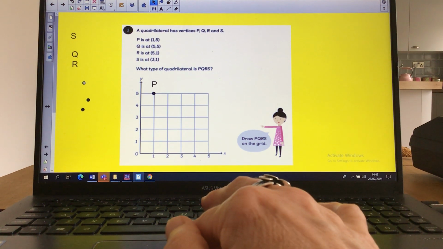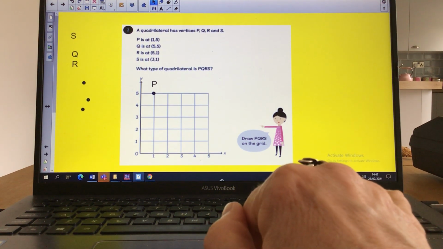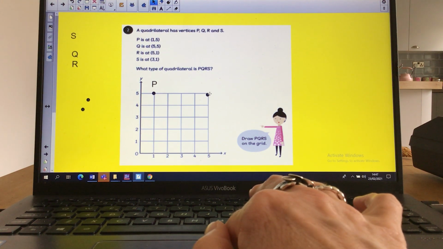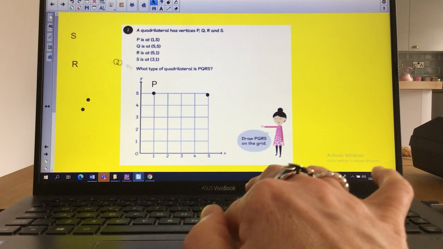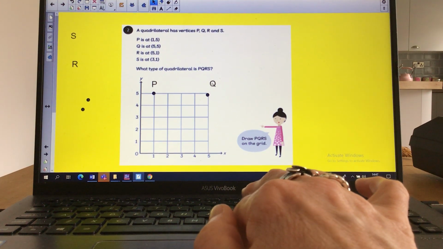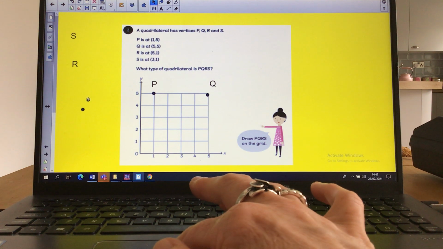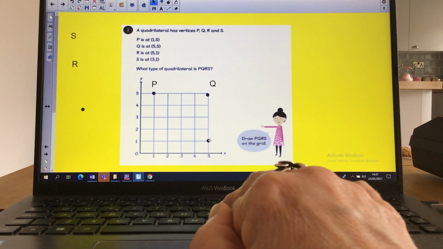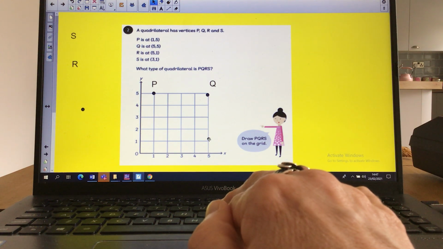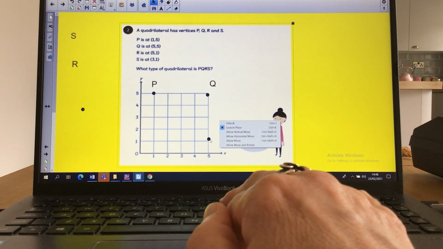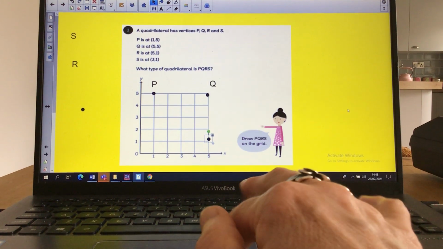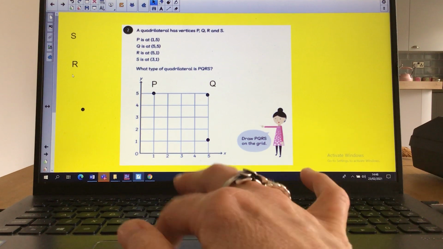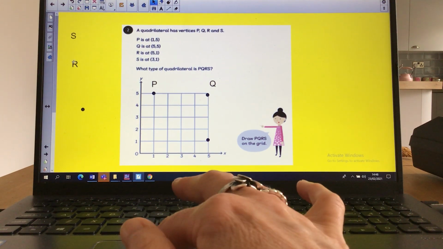Q is 5, 5. So I'm going to go 5, 5, and pick up Q and put that there. R is 5, 1. Oops, it won't go the right bit there. 5, 1. There, and that is R.